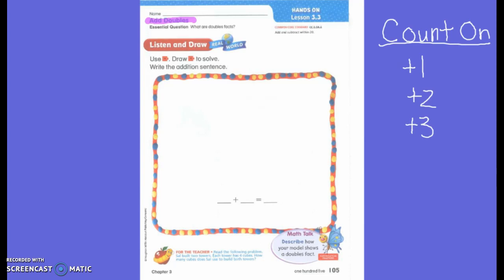So what are we trying to find? We're trying to find more. More what? Not towers. Cubes. How many cubes do we have to build the towers? How many cubes did Sal have in his first tower? 4. So I want you to draw 4 cubes, just like me.